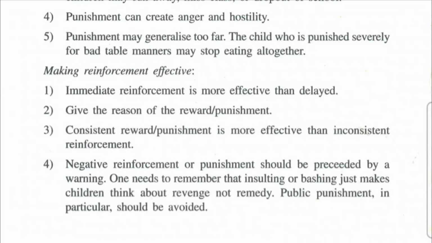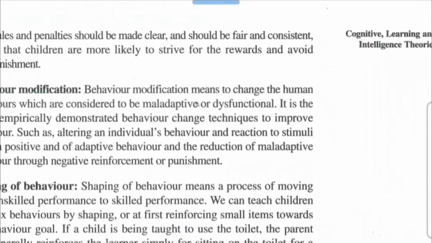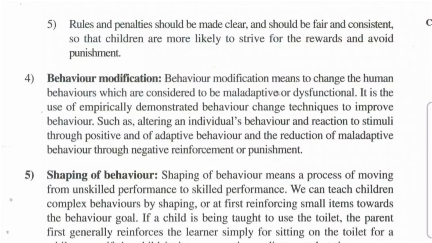Making reinforcement effective. 1. Immediate reinforcement is more effective than delayed reinforcement. 2. Explain the reason for the reward or punishment. 3. Consistent reinforcement is more effective than inconsistent reinforcement. 4. Negative reinforcement or punishment should be preceded by a warning. Insulting or bashing children often makes them think about revenge rather than remedy. Public punishment in particular should be avoided. 5. Rules and penalties should be clear, fair, and consistent so children are more likely to strive for rewards and avoid punishment.